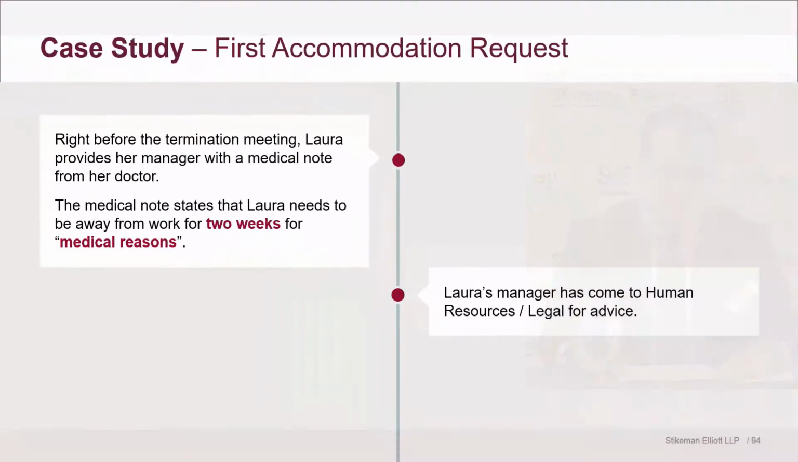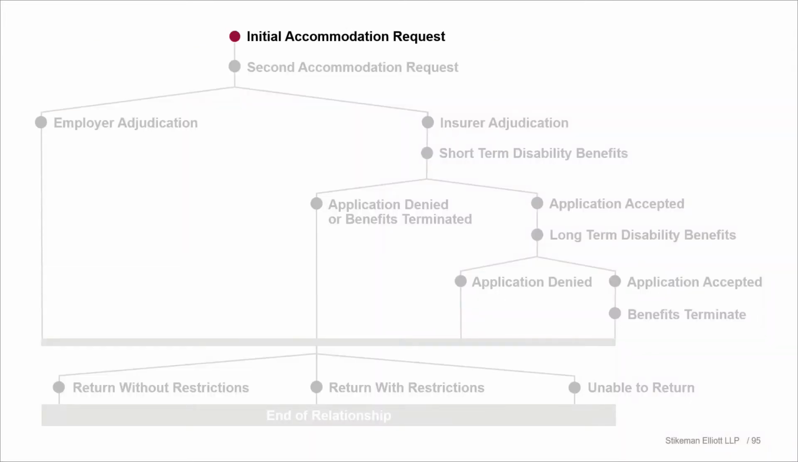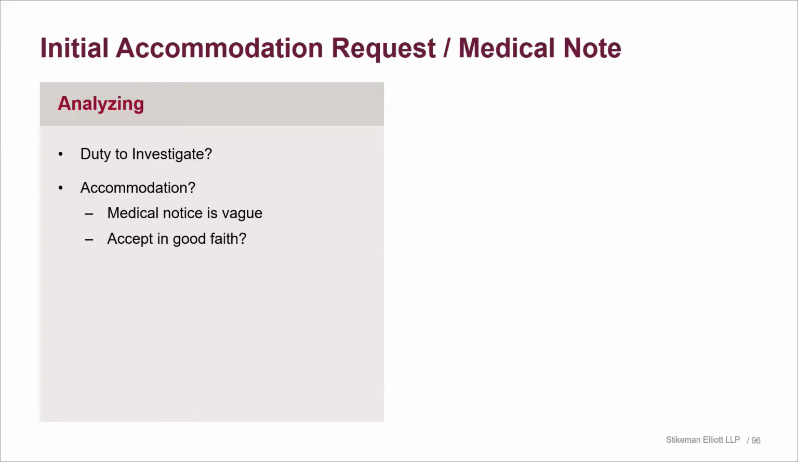However, before the termination meeting, Laura provides a medical note. The medical note says that Laura needs to be off work for 2 weeks for medical reasons. So Laura's come to HR or legal, depending on who you are, to ask for some advice. Looking around the room, I saw a few nods, so I can tell that you've all seen the medical reasons note. So we've arrived at our first stop, the initial accommodation request. So what do we do? Where do we start? Where do we go from here?